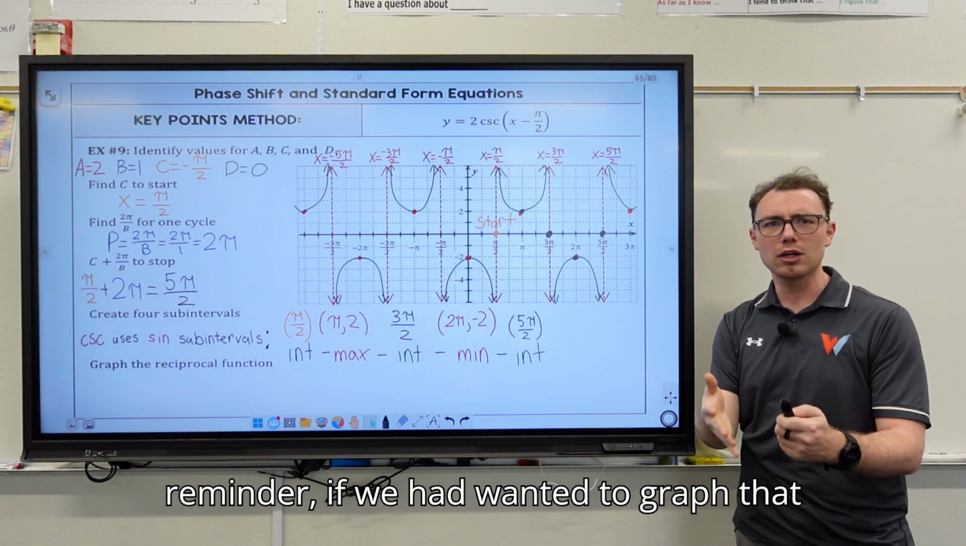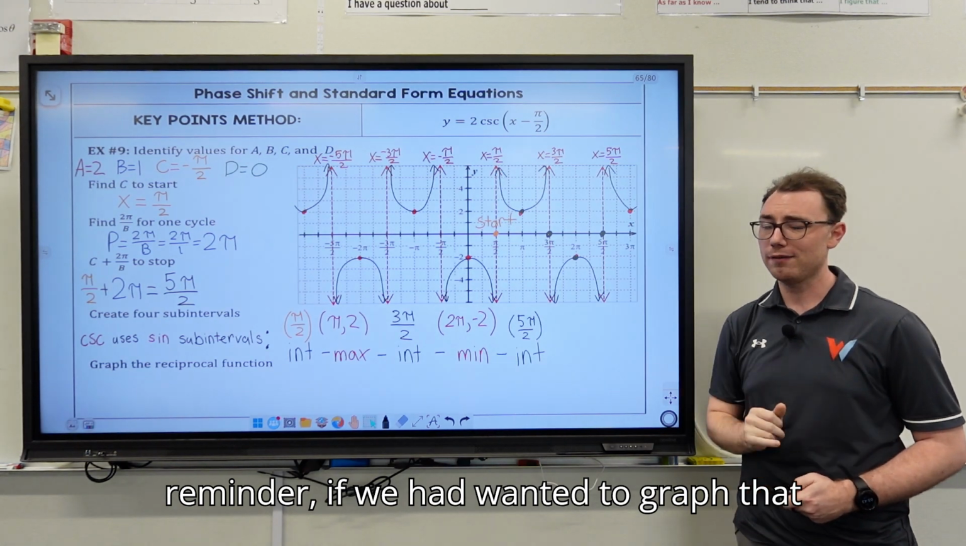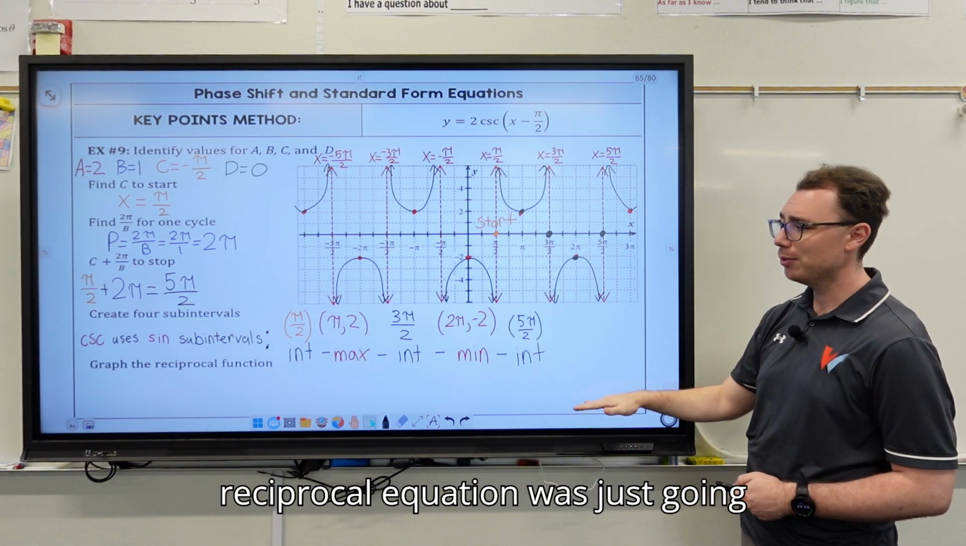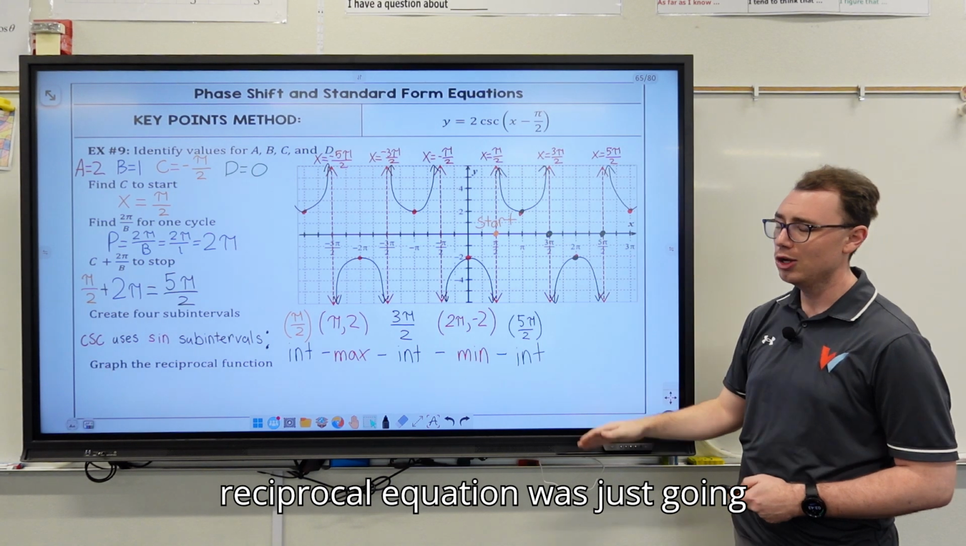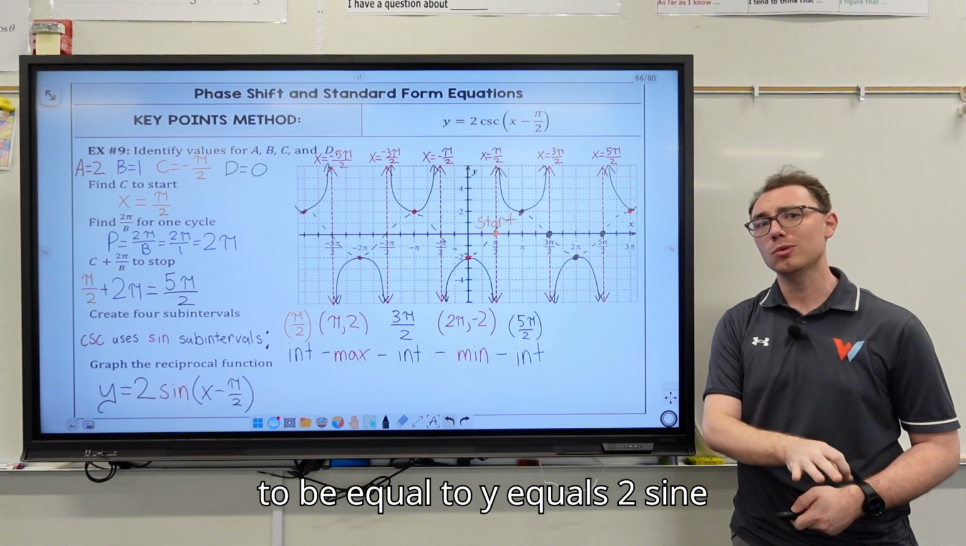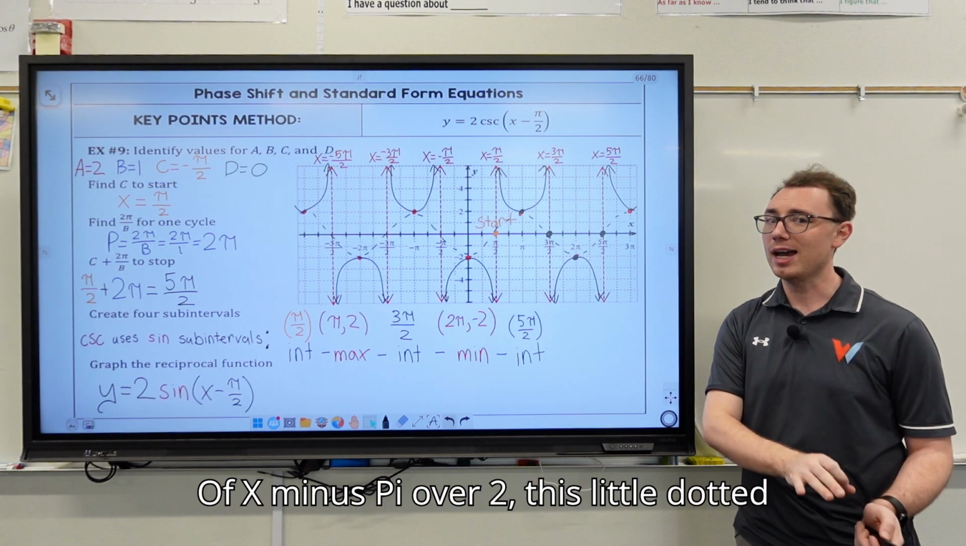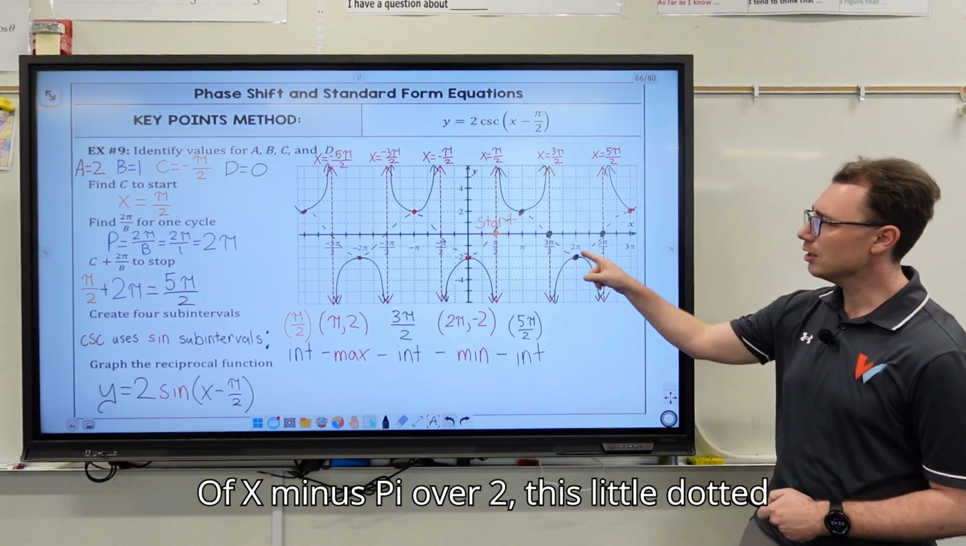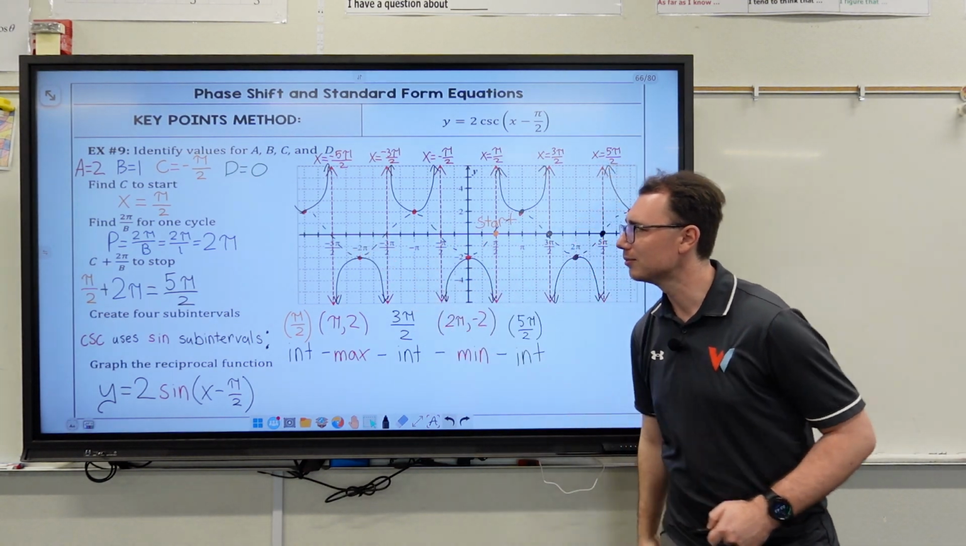And as a reminder, if we had wanted to graph that skeleton function, that reciprocal equation was just going to be equal to y equals 2 sine of x minus pi over 2. This little dotted line right here.